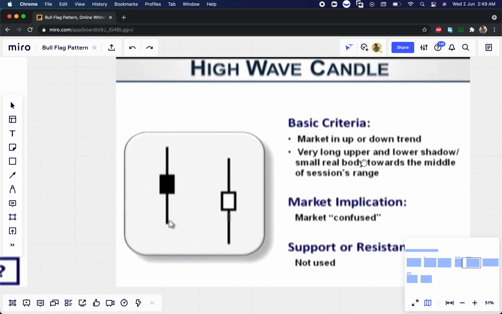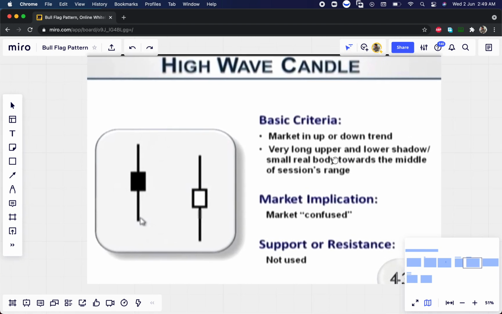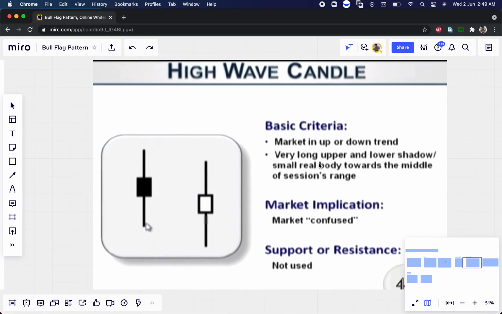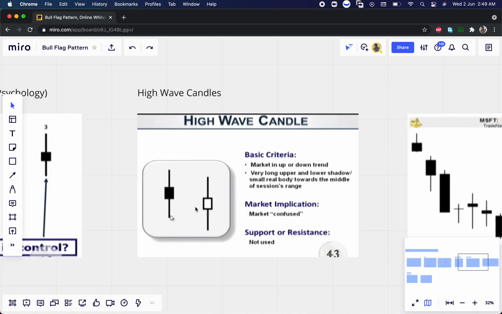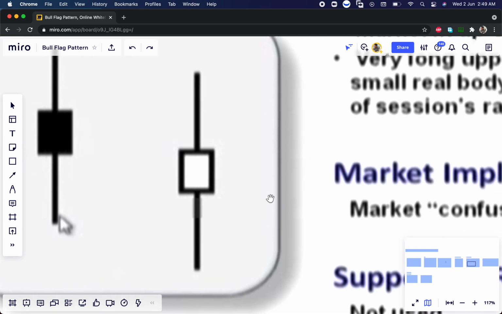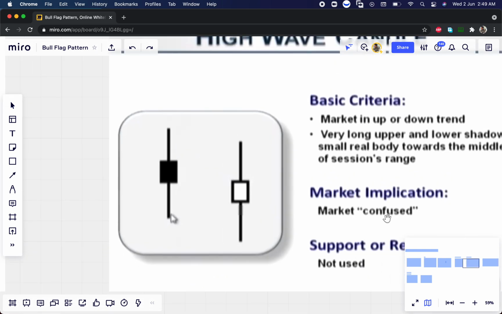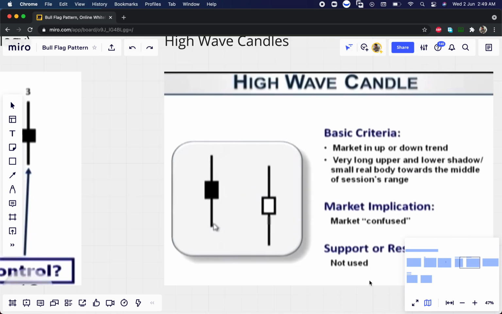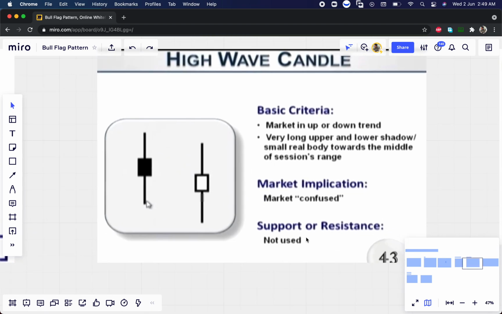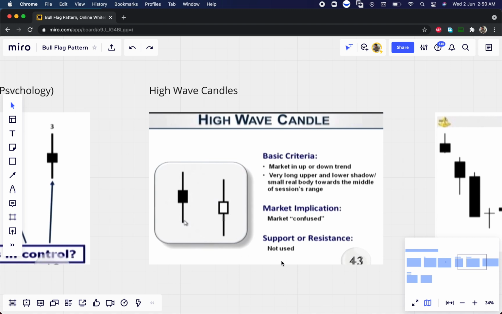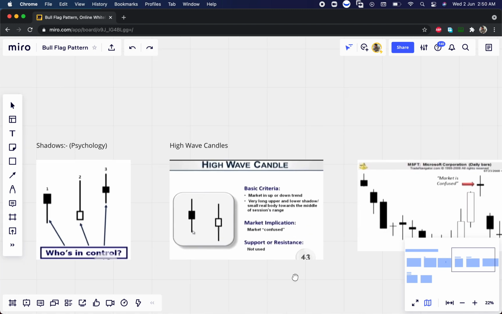What is the basic criteria? The market should be in either an uptrend or downtrend, with a very long upper and lower shadow and a small real body towards the middle of the session's range. So you can see the body is small, whereas in a doji the body is very close to the open and the close of the day. Here if you can see the market implication, again it's confused, but this is not used as support or resistance. However, doji is definitely used as resistance but not support.